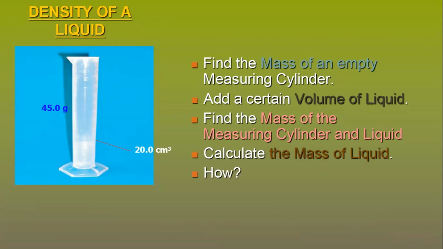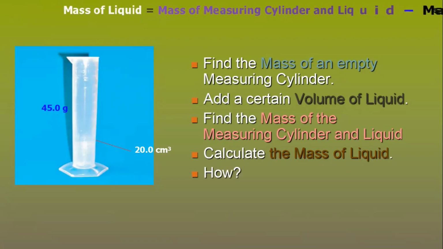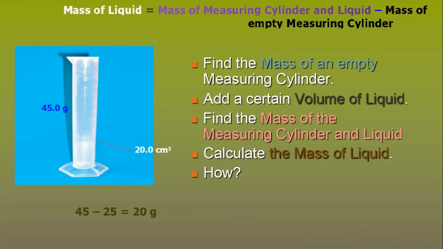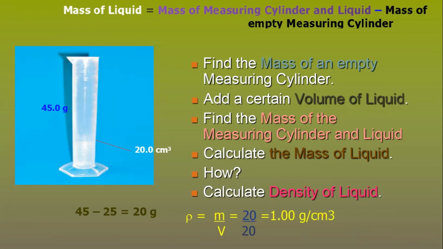So calculate the mass of liquid. It will be 45. Mass of liquid is the mass of the measuring cylinder and liquid minus the mass of the empty cylinder. So it is 45 grams minus 25 grams, which equals 20 grams. So calculate the density. Density equals mass over volume. So it will be that mass, 20 grams, over volume, 20 cubic centimeters. So it becomes 20 over 20, which is 1.00 grams per cubic centimeter.